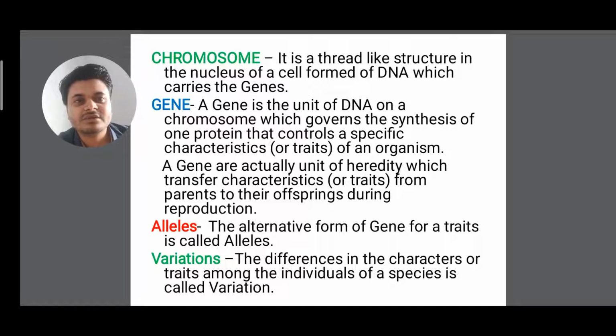Next is variation. What is variation? The difference in the characteristics, characters or traits among individuals of a species is called variation. That means no two individuals in this world are the same. They are all unique, all different from each other. So first we have studied chromosome, inside chromosome gene, inside genes alleles. Next we have talked about variation.